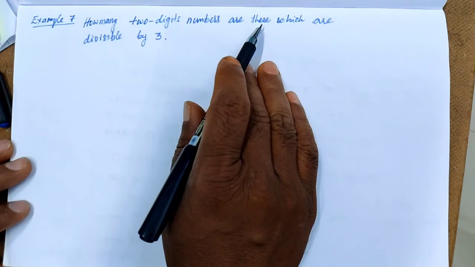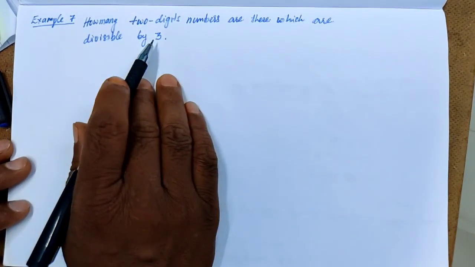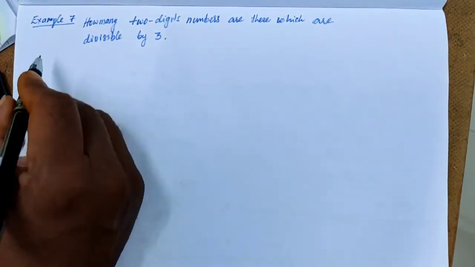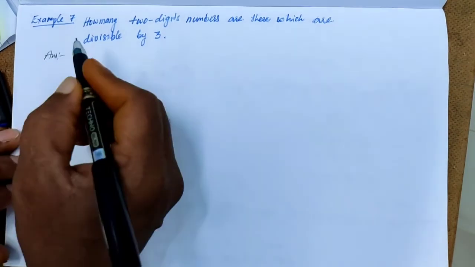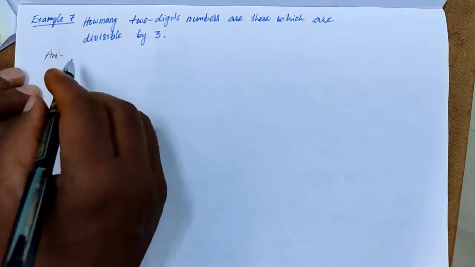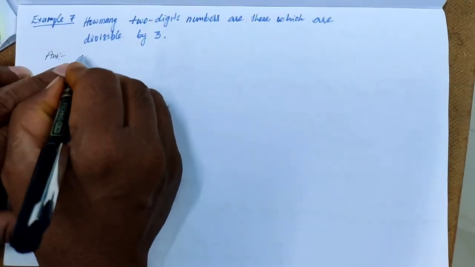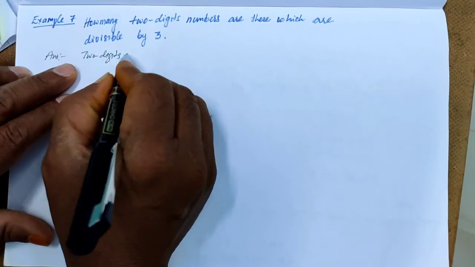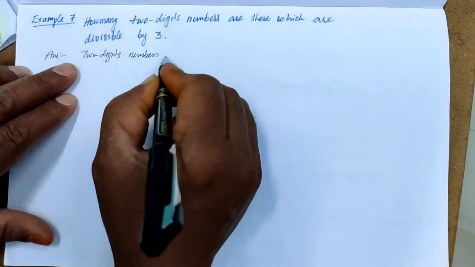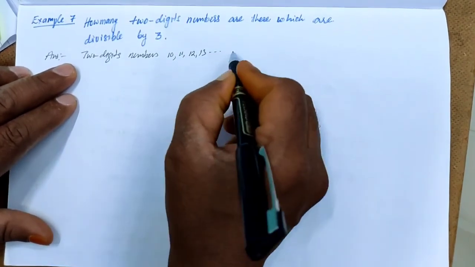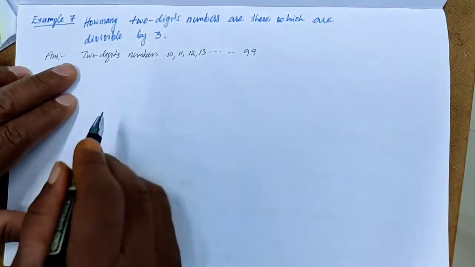Example 7 question: how many 2-digit numbers are there which are divisible by 3? So we have to find the number of 2-digit numbers which are divisible by 3. What are the 2-digit numbers? So 10, 11, 12, 13, like that up to 99. These are the 2-digit numbers.